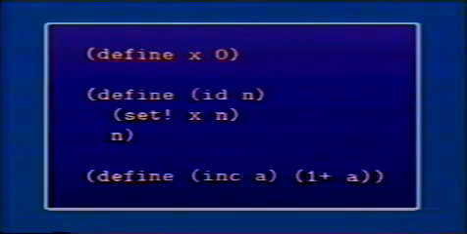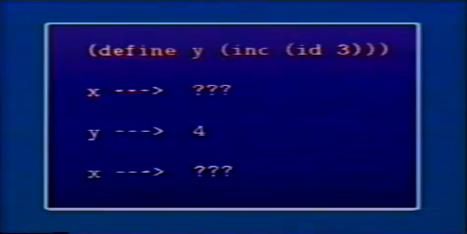Now imagine I'm interacting with this in a normal order language. And I type the following. I say, define y to be increment the identity function of 3. So y is going to be 4. Right. Now I say, what's x? Well, x should have been the value that was remembered last when I called the identity function. So you'd expect to say, well, x is 3 at this point.